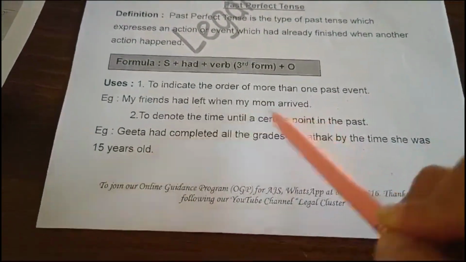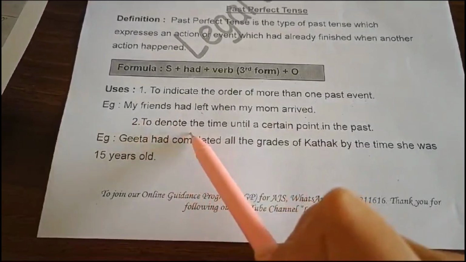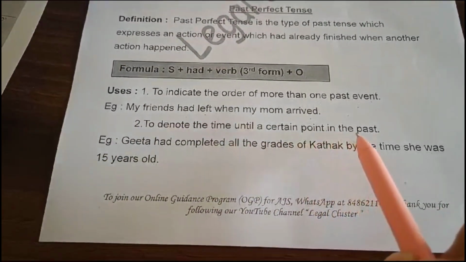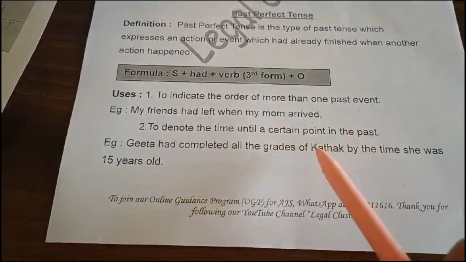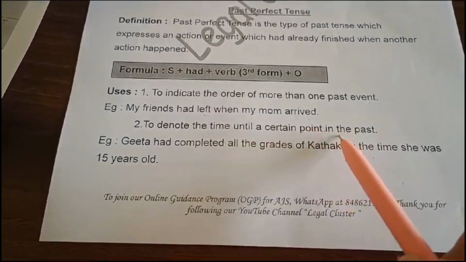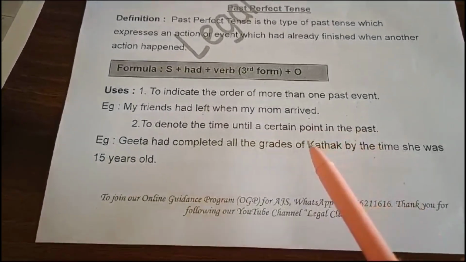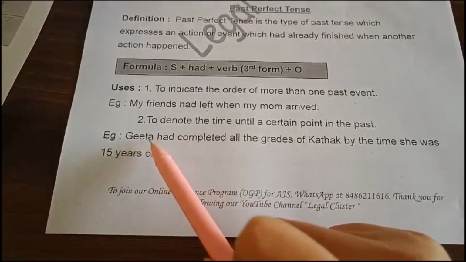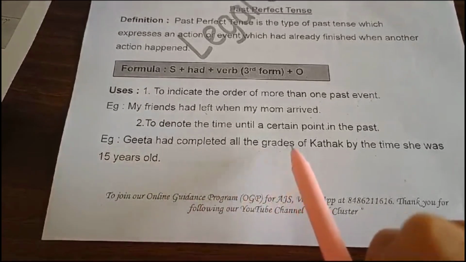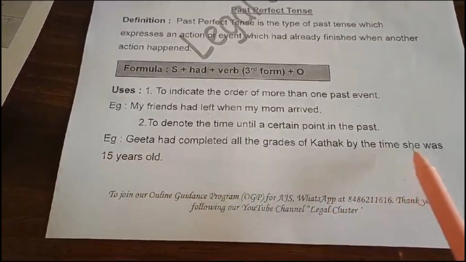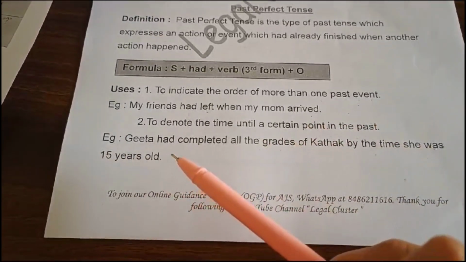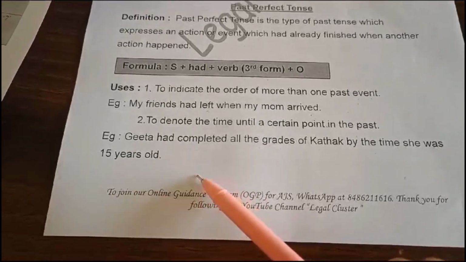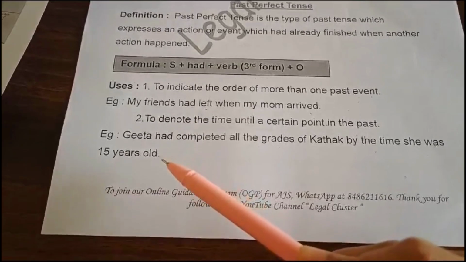Second use is to denote the time until a certain point in the past. That means the action happened until a certain point in the past. Let's take the example, then it will be clear for us. Geeta had completed all the grades of Kathak by the time she was 15 years old. Now she is not 15 years, now she is an adult. So we are talking about her young stage.